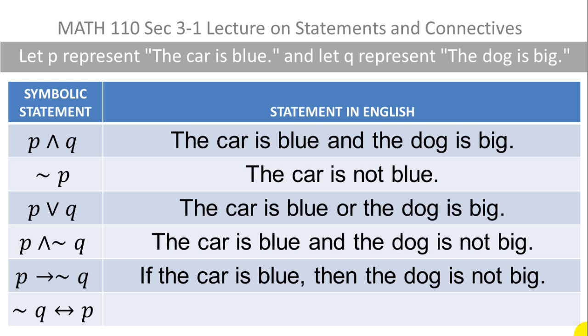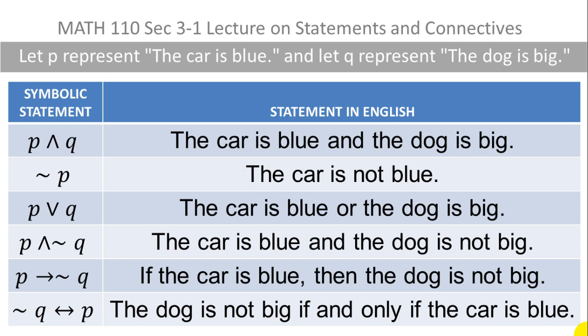And finally, what if I take not Q if and only if P? Remember, the double-headed arrow is the if and only if, or the biconditional. We'll talk more about exactly what that means in terms of logic, but right now we're just doing the translations. So the not Q is the dog is not big. We've done that twice now. And P is the statement the car is blue, and the connector is if and only if. So it says the dog is not big if and only if the car is blue. Just some simple translations to get you started with this.